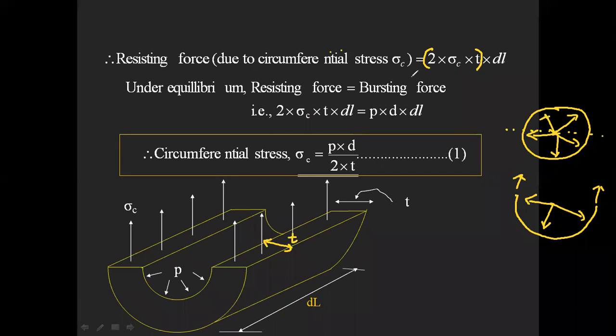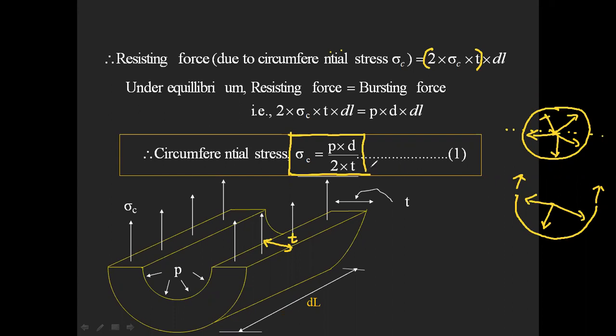Now, to keep the cylinder in equilibrium and not burst, what we have to do is equate the resisting force to the bursting force. The resisting force is 2 into sigma C into T into DL. The bursting force is P into D into DL. Equate these two. Finally you can achieve your circumferential stress as P into D by 2 into T.